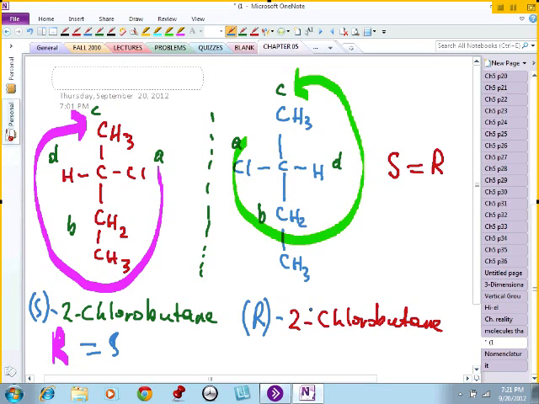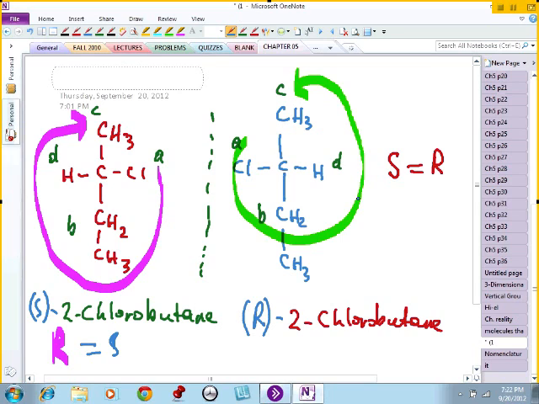So it's not a definition of either S or R? No, that is not the definition. The only definition of S or R is when it is clockwise it is R, when it's counterclockwise it is S. But keep in mind, if the group of lowest priority is coming at you, then you must switch it. That is my rule.